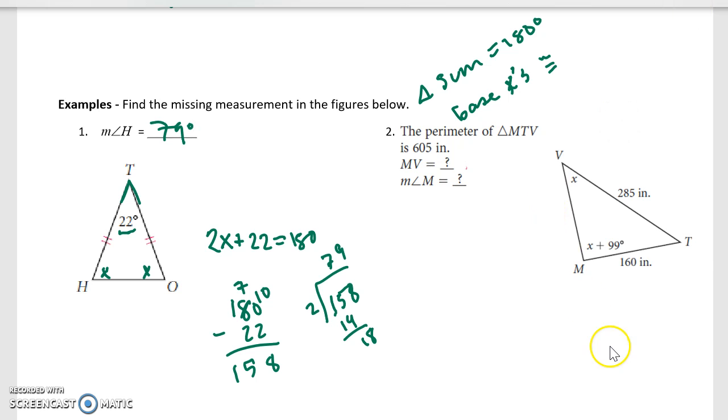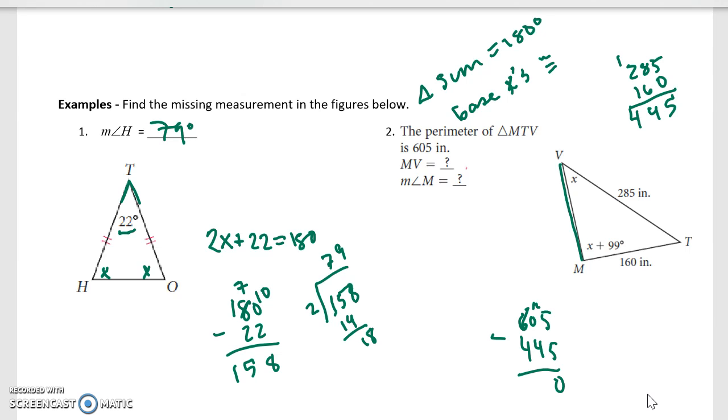Let's look at example 2. We know that the perimeter of triangle MTB is 605 inches. And so the first thing it asks us is to find the length of MV. So again, if the perimeter is 605, I take 605 and subtract 285 and 160. I'm just going to add that real quick: 445. If I subtract that, turns out this is 160.